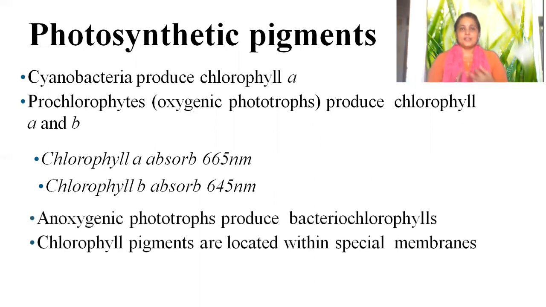Now, oxygenic bacteria possess chlorophyll A and chlorophyll B, whereas anoxygenic phototrophs possess bacteriochlorophyll rather than chlorophyll. Chlorophyll pigments are located within the spatial membranes of the bacteria.